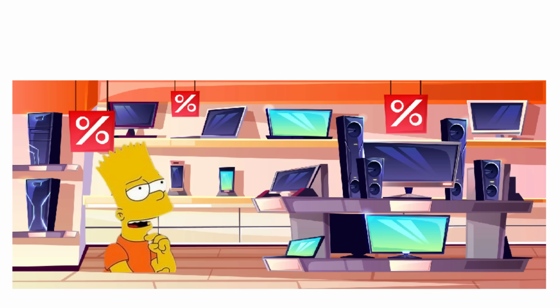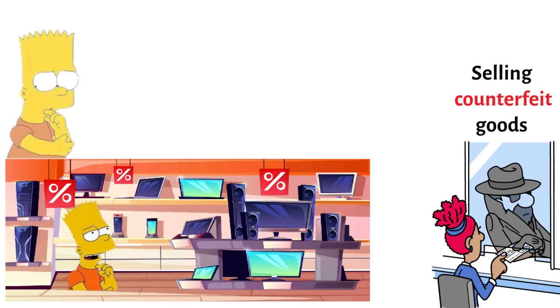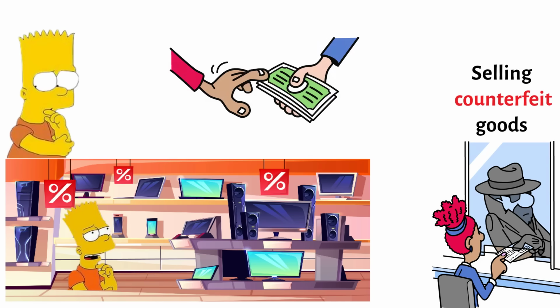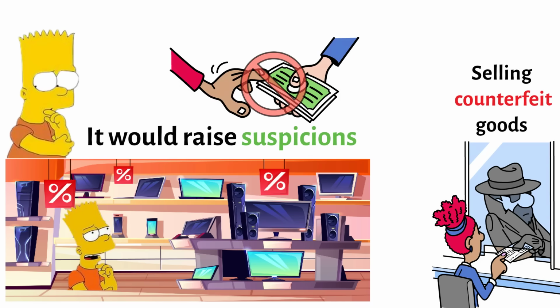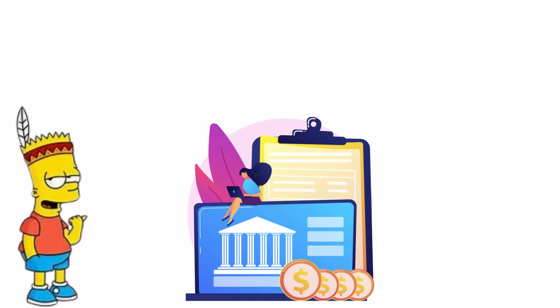Simpson runs a small electronics store, but behind that clean storefront, he's actually making money through illegal activities, let's say, selling counterfeit goods. Now Simpson has a big problem. He can't just walk into a bank and deposit all that dirty cash. It would raise suspicions. Authorities monitor banks closely, especially for large or frequent cash deposits, so Simpson needs to make it look like his money came from a legal source.